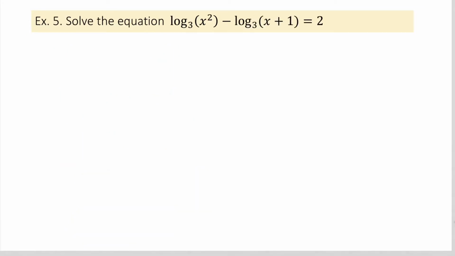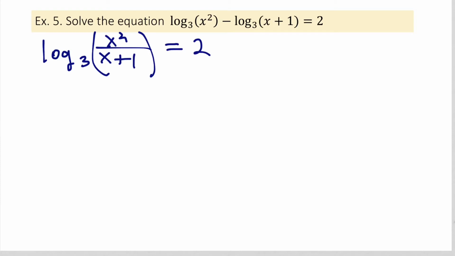Okay, in this equation we have a squared term here. All right, so this might be a little bit more work, but notice that we have a log 3 here and a log 3 here. So if this is a minus, then we could write this as a quotient, so that would be the first thing to do. So I'm going to say log base 3 of x squared divided by x plus 1 is equal to 2.